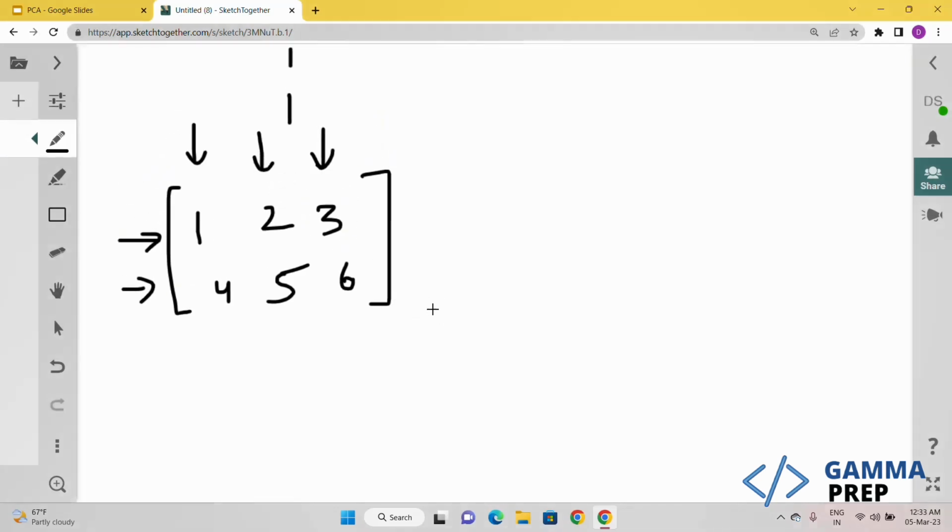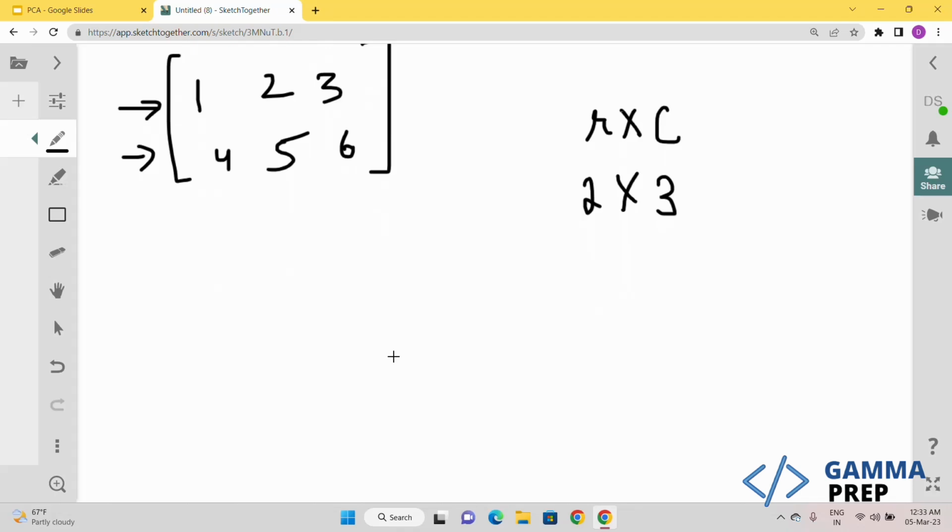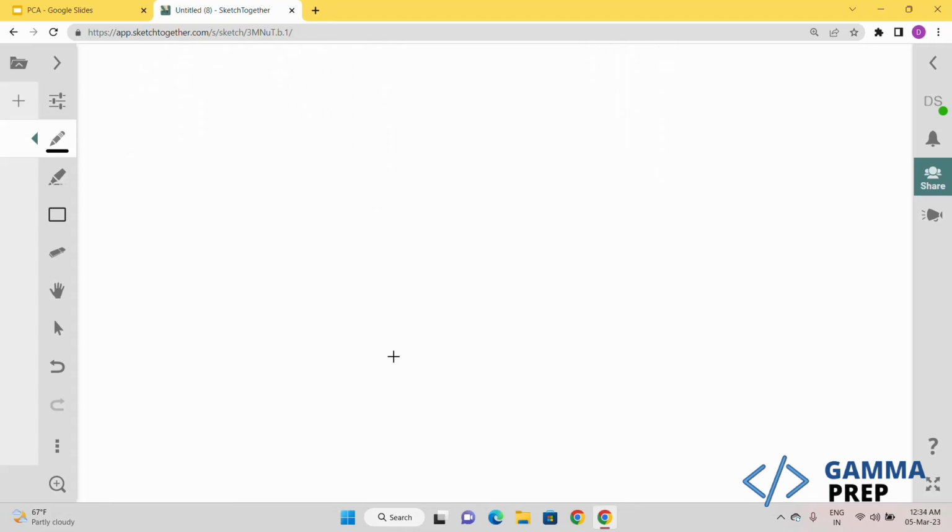So the shape or the size of the matrix is going to be rows by columns. You don't have to multiply the rows and the columns. You just have to write R cross C. So the number of rows is 2 and the number of columns is 3. You don't multiply 2 into 3 and give the answer as 6. It will remain as 2 cross 3, which tells us 2 is the number of rows and 3 is the number of columns. Now, let's understand the matrices first so that we can move to PCA.